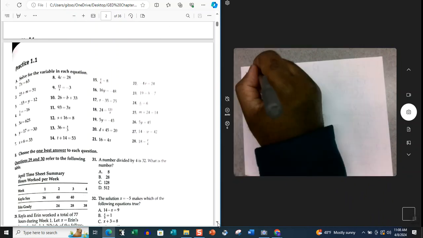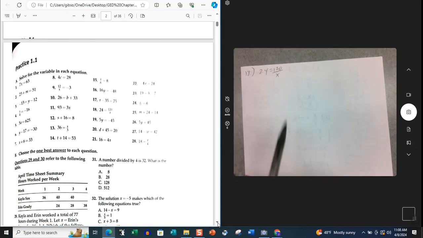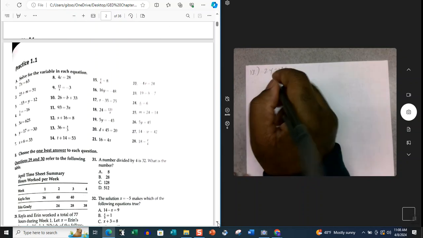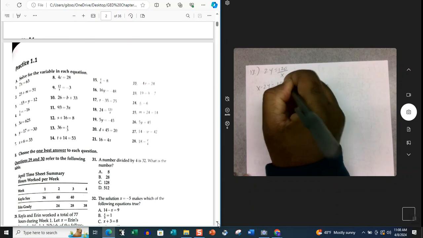So 18, we had 24 is equal to 120 over x. Now again, we have x in our denominator. We need to get rid of x out of our denominator first. So we'll multiply each side by x.